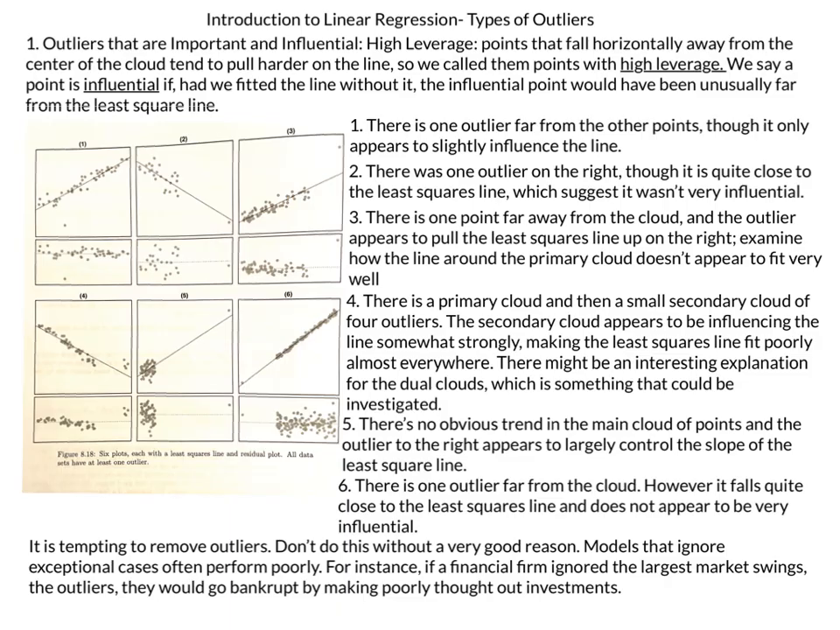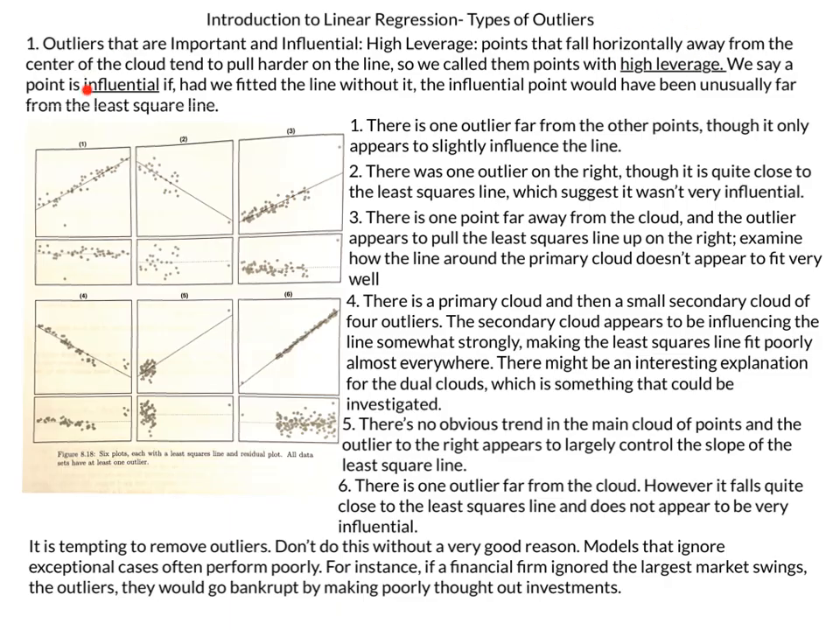The first idea we want to talk about is that some outliers are important and influential. We call them high leverage points. These are points that fall horizontally away from the center of the cloud and tend to pull harder on the line. So here is a point that potentially could be high leverage, but I'm pointing to it because it falls horizontally, right, in the X direction, away from the main part of the line. We call them points with high leverage.